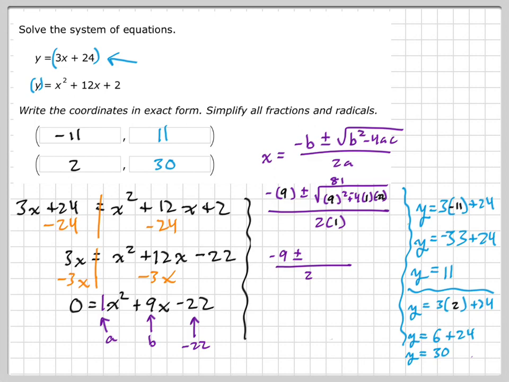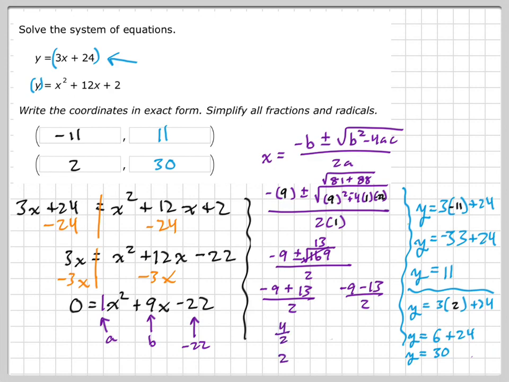All right, I see a negative times a positive times a negative, which is going to give me a positive number. 4 times 22, 88. Okay, when I add 81 and 88, I get 169. The square root of 169 is 13. Now I have 2 separate expressions I have to simplify. One with a positive 13, one with a negative 13.